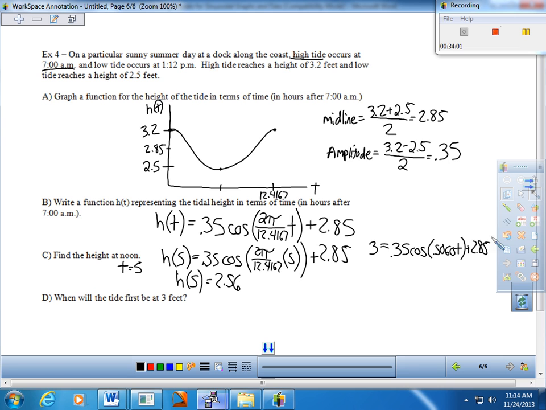All right, guys, what would be the steps you would use to solve that equation? I see 4 steps. Number 1, subtract 2.85. Number 2, divide by 0.35. Number 3, inverse cosine. Get rid of that cosine right there. And number 4, divide by 0.5060. Let's do all 4 together.